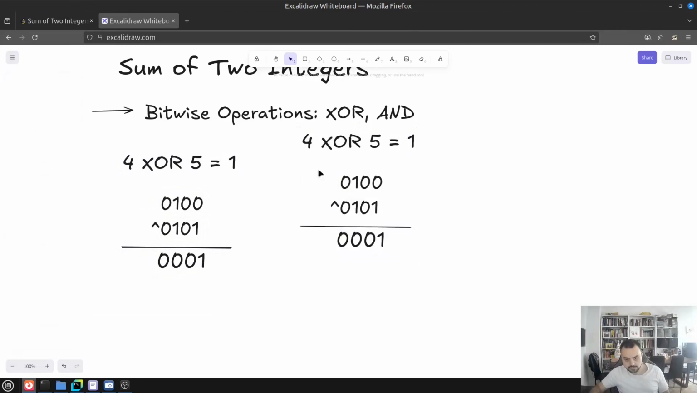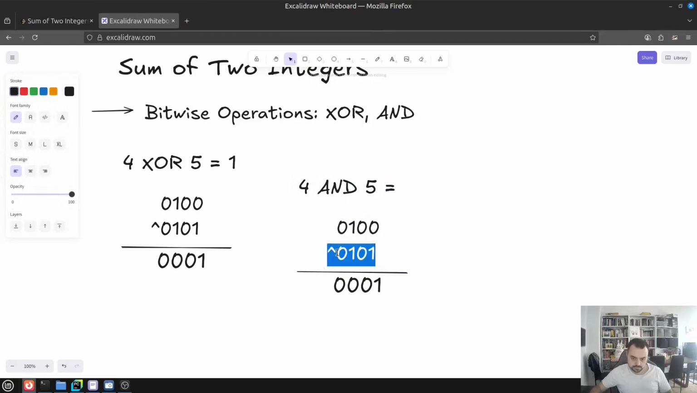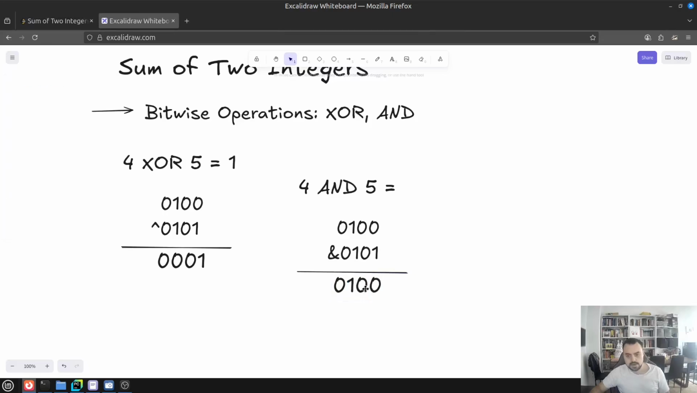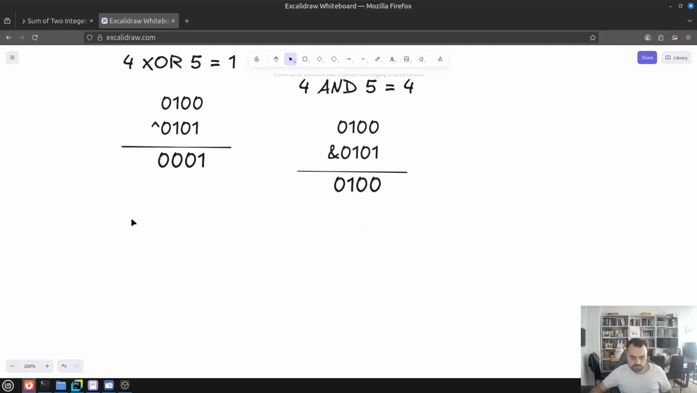And now the second example, using AND. AND gives you 1 when both bits are 1. In this case, only here. And the answer is 4. So those are the 2 bitwise operations that we'll use a lot. We will also use some other concepts, but let's not get ahead too much.